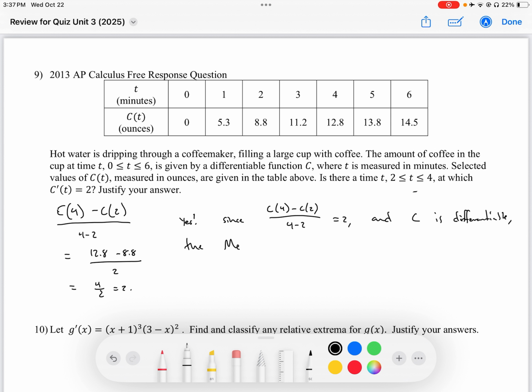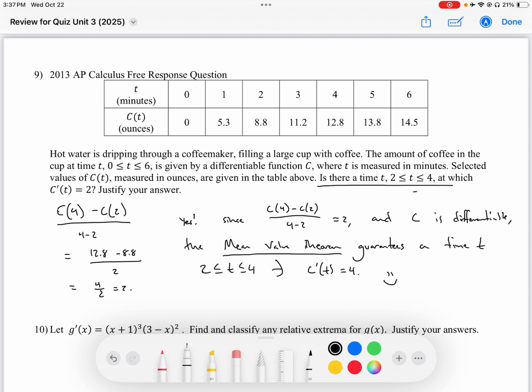The mean value theorem guarantees, I hope I spelled that correctly, a time t, 2 is less than or equal to t is less than or equal to 4, such that C prime of t equals 2. So yes, we need to quote the mean value theorem, and we should use the language that they used. Is there a time t at which this is true? Yes, there is a time t at which this is true. Great.